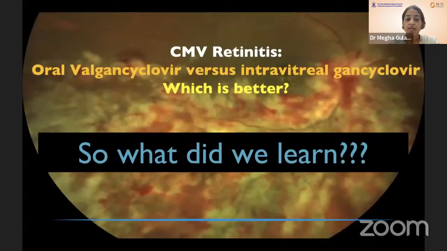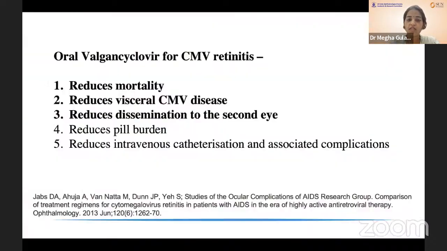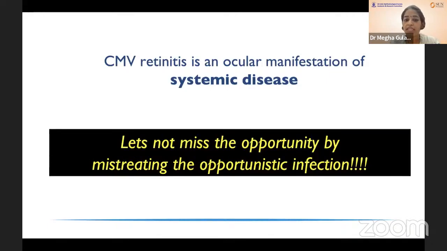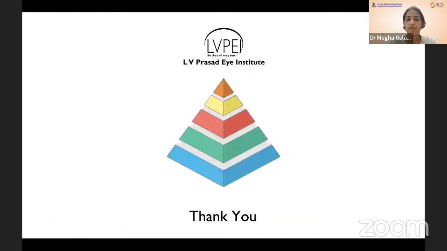So what did we learn by answering these four questions? I would like to conclude that oral valganciclovir for CMV retinitis mainly reduces mortality, visceral CMV disease, and dissemination to the second eye. In addition, it reduces the pill burden and intravenous catheterization. CMV retinitis is just an ocular manifestation of a systemic disease. Here we have the opportunity to treat this opportunistic infection, and let's not miss it. Thank you very much.